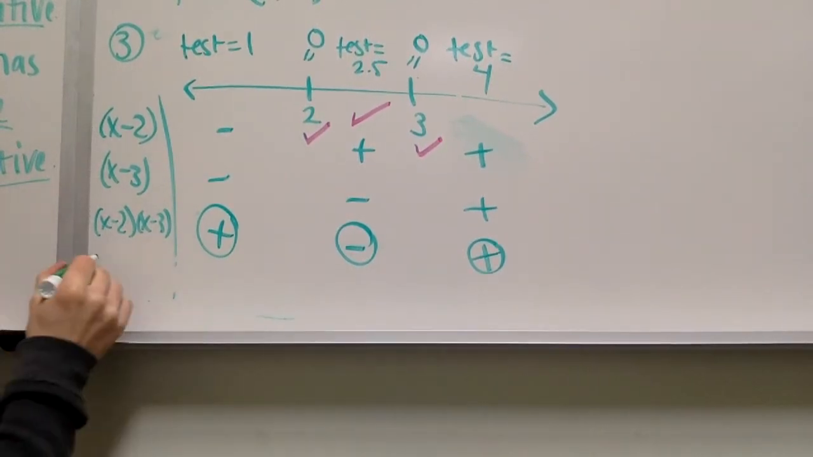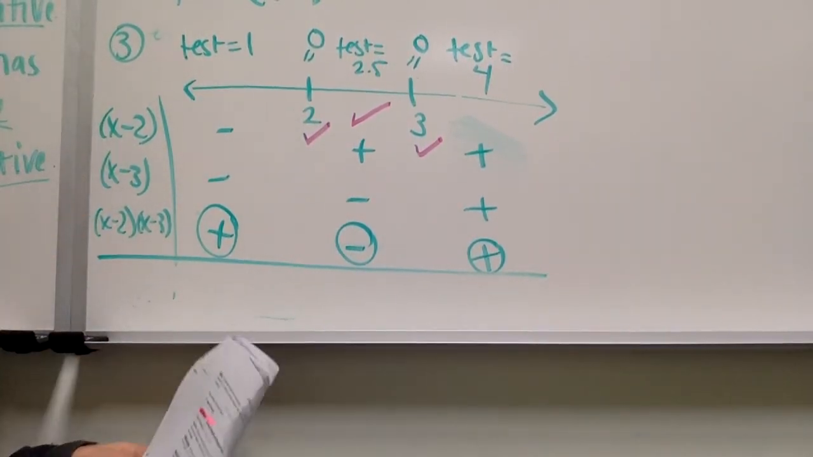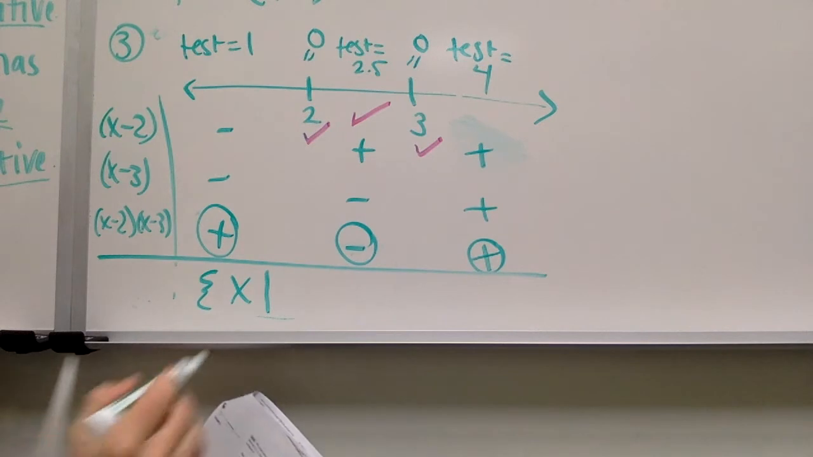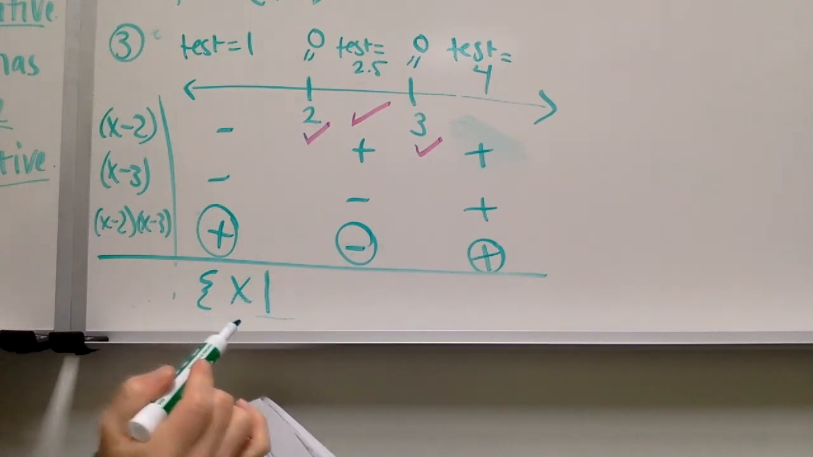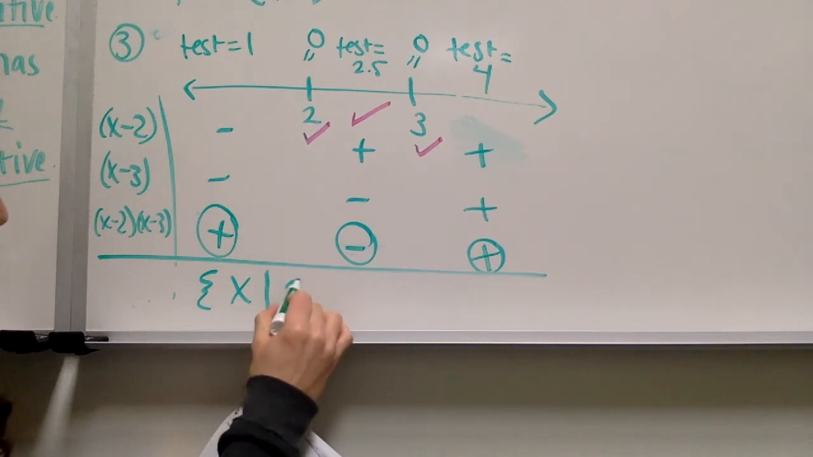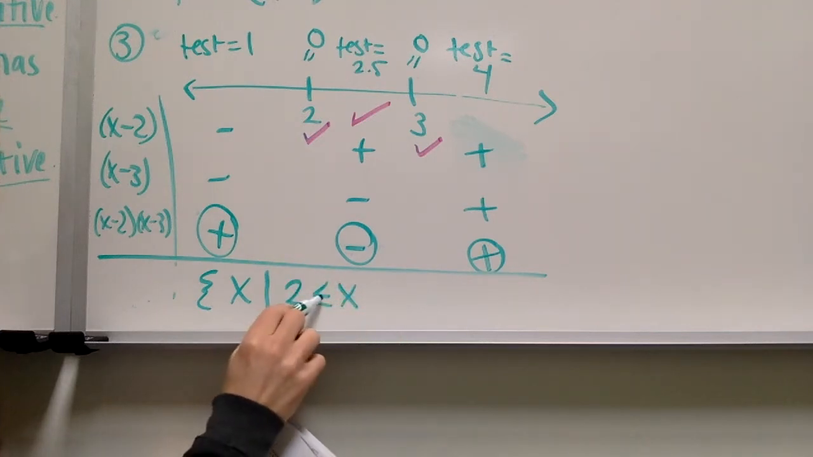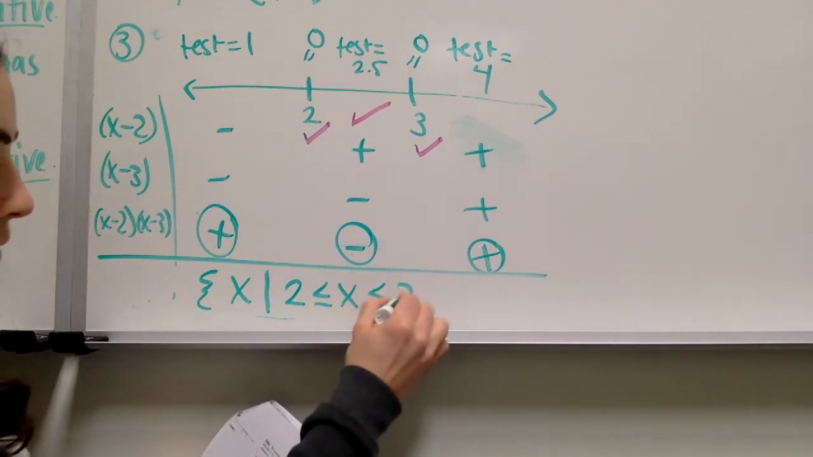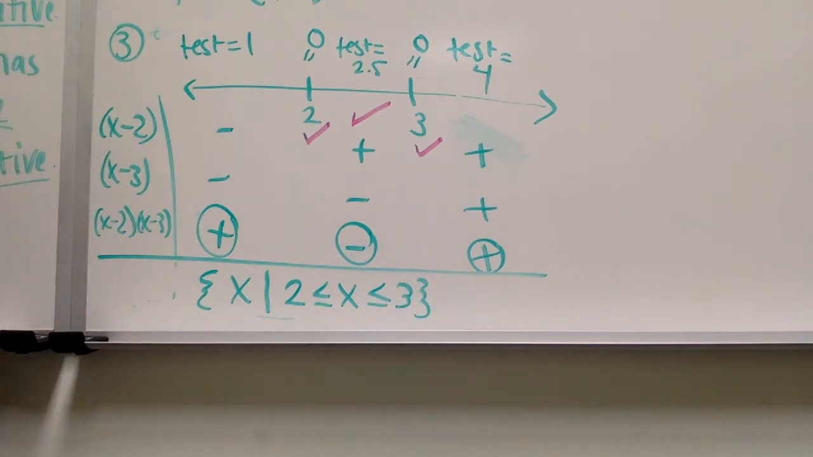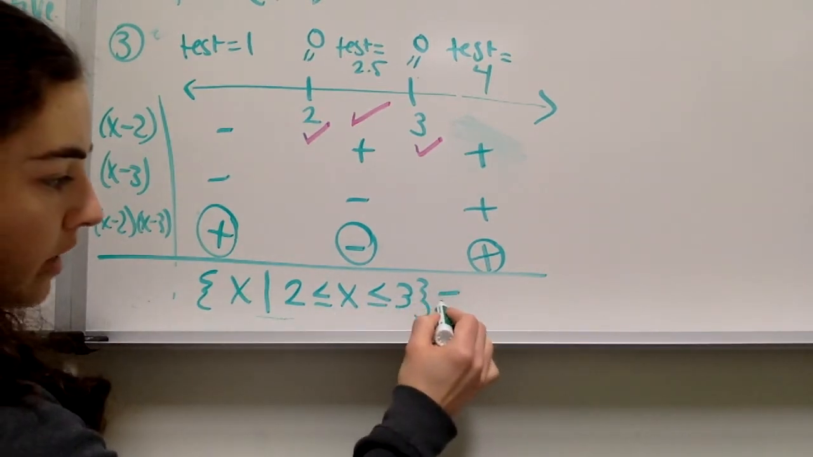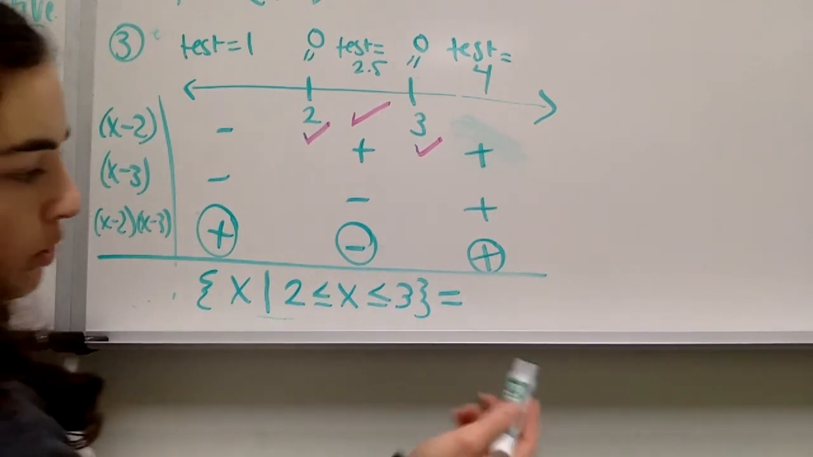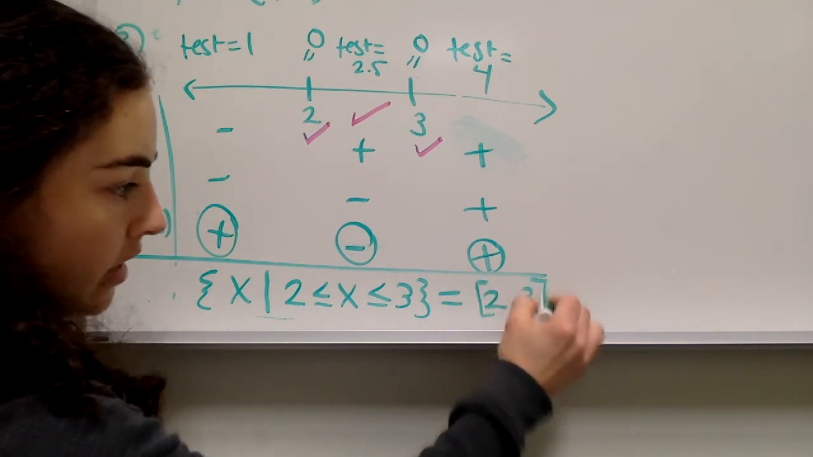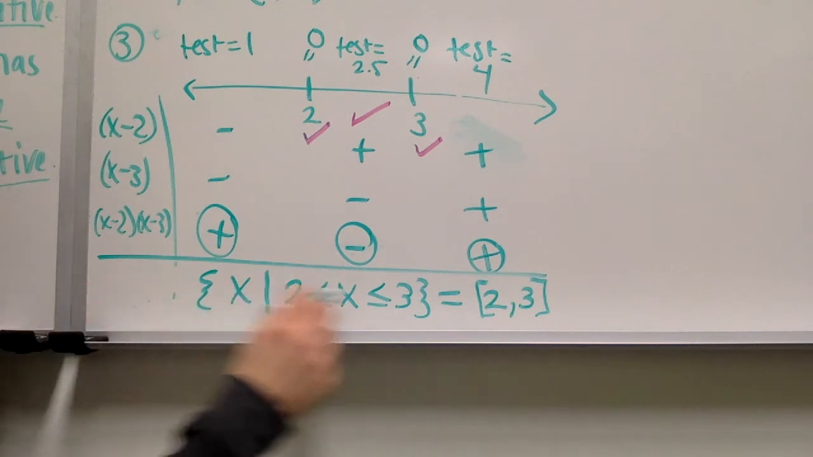So let me go ahead and write it down here. It is written like this. The solution is x at any point when x is greater than or equal to 2, but also needs to be less than or equal to 3. So that's one way to write it. You also need to be able to write it in interval form, which is just between 2 and 3, and it includes 2 and includes 3, so it's brackets. So that's all your answer right there.